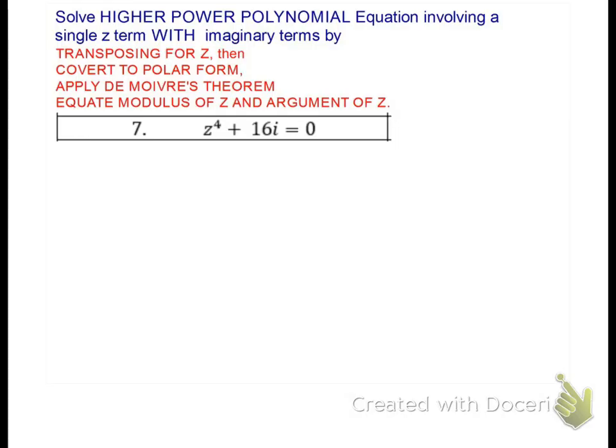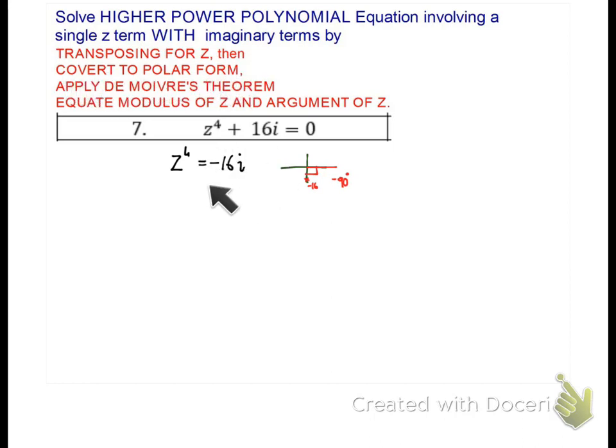Now, here we can also focus on looking at higher powers, polynomial equations. So here we've got z to the 4 plus 16i is equal to 0. So the same strategy applies. We're going to transpose for z, and then we're going to convert to polar form. So let's do it a little quicker this time.